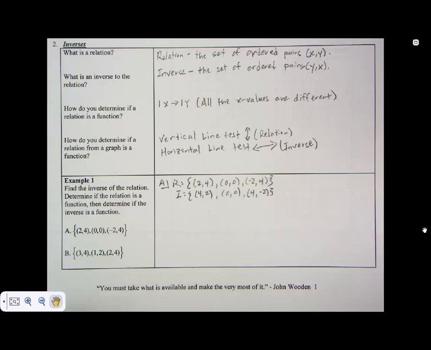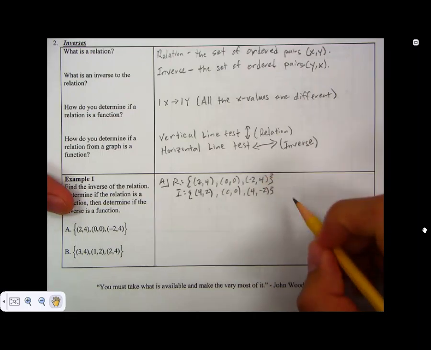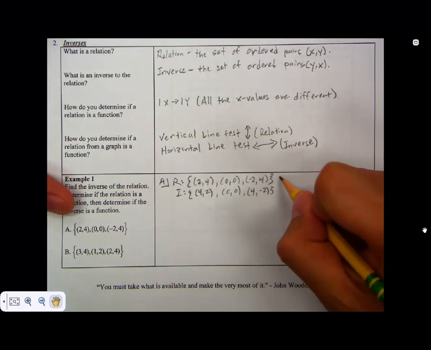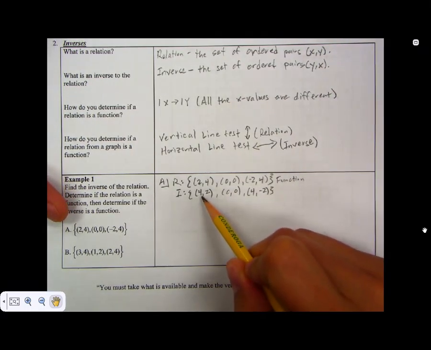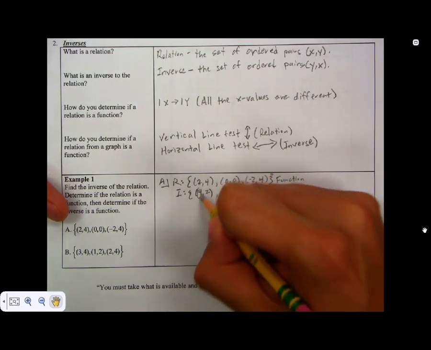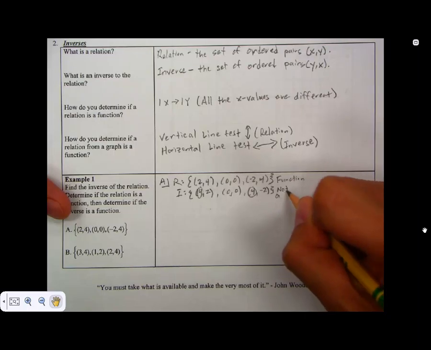Alright, so let's see if the relation is a function. 2, 0, and negative 2, they're all different, so this is a function, the relation. The inverse, 4, 0, 4, the 4's are the same, so this is not a function.